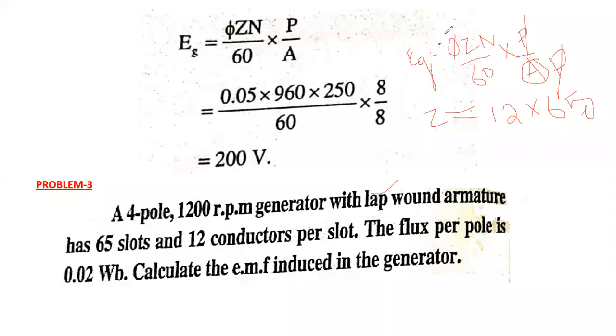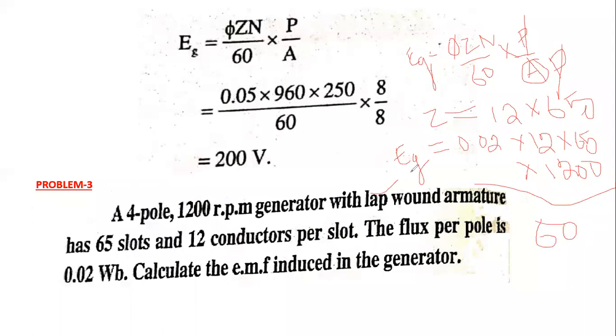Then substitute this Z, phi and N. Therefore Eg is equal to pi into the flux per pole, that is 0.02 Webers, into the Z value, that is 12 into 65, into speed, where N is equal to 1200 RPM, by 60. This is the EMF generated.